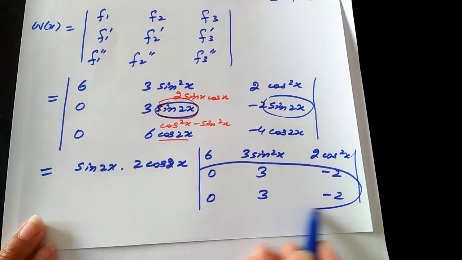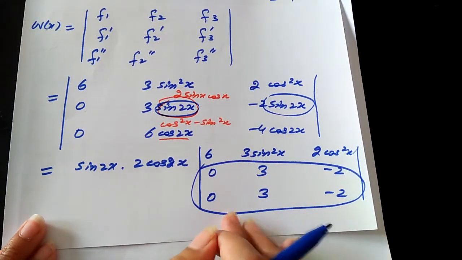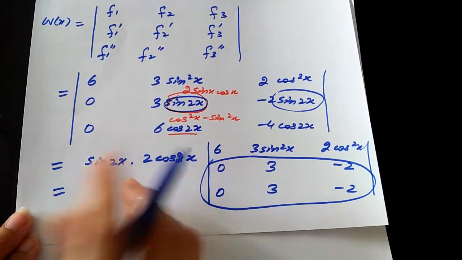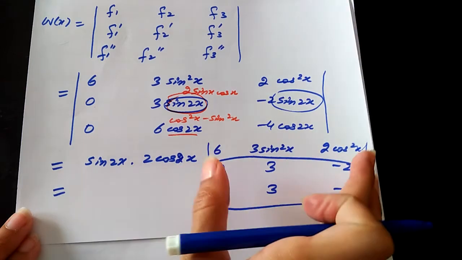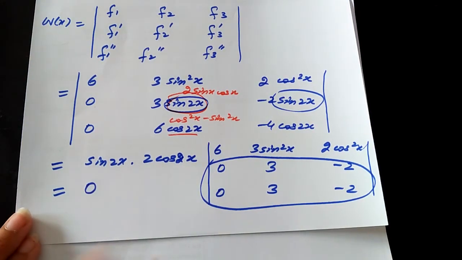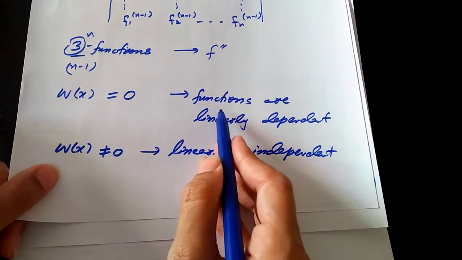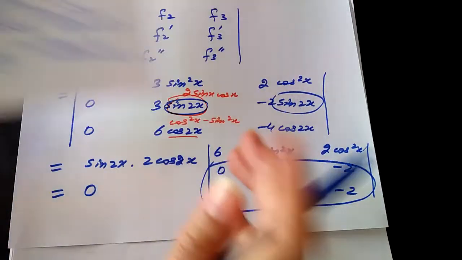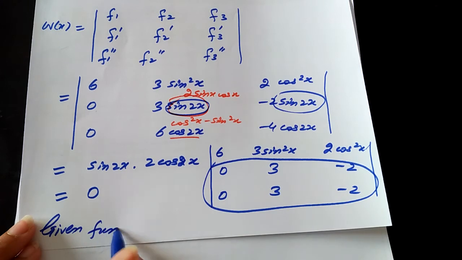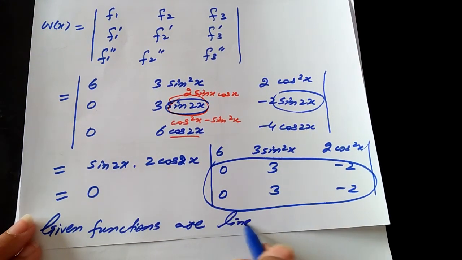Now, this is the property of a determinant: if you have two similar rows or two similar columns, then the determinant goes to 0. So you will get sine 2x times 2 cos 2x multiplied by 0, and that will give you 0 as the whole answer. Now if you observe, your Wronskian is 0, so this means the functions are linearly dependent. So the given functions are linearly dependent.